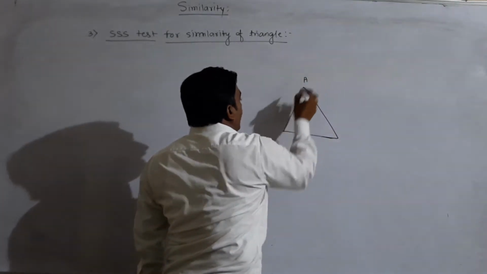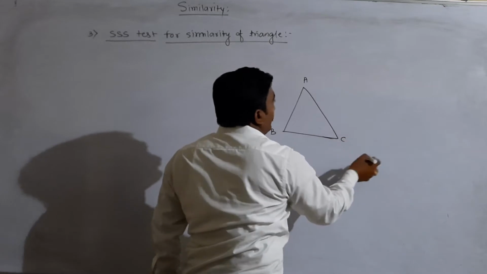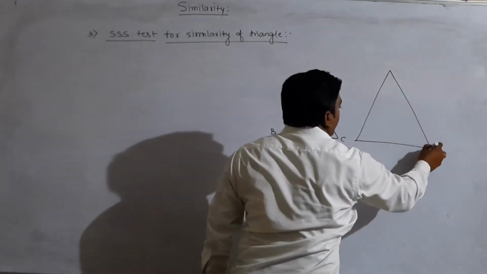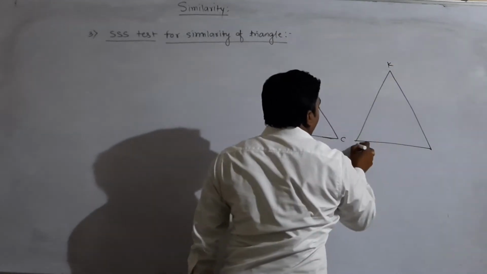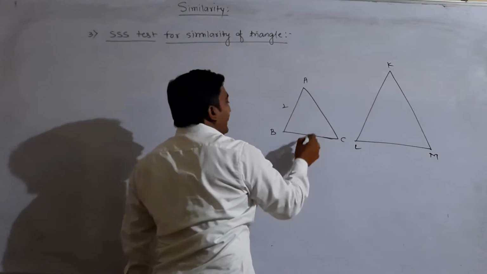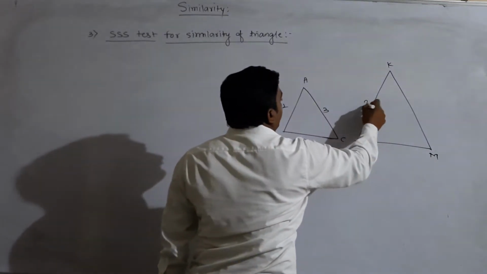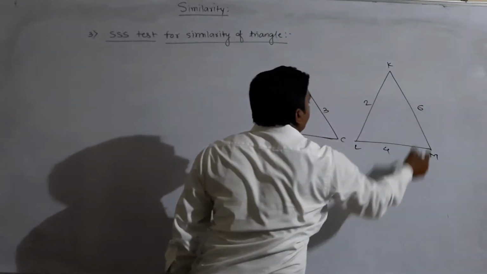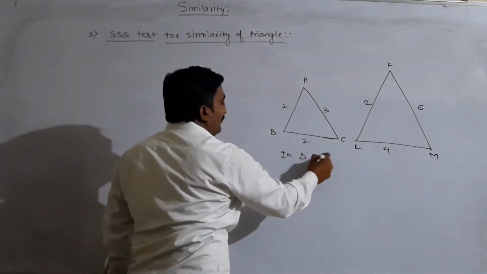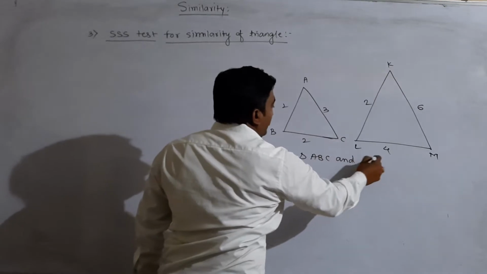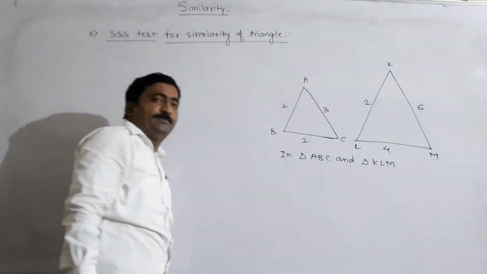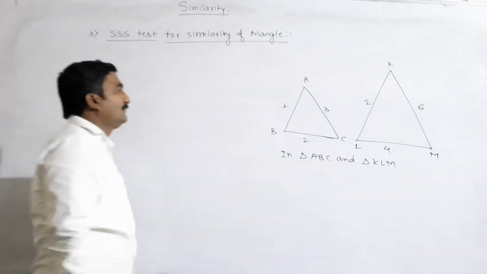This triangle is triangle ABC, and the second triangle is KLM. The measures of the sides are 1, 2, 3 here, and 2, 4 and 6. So in triangle ABC and triangle KLM, we have to find out the ratio of the corresponding sides.